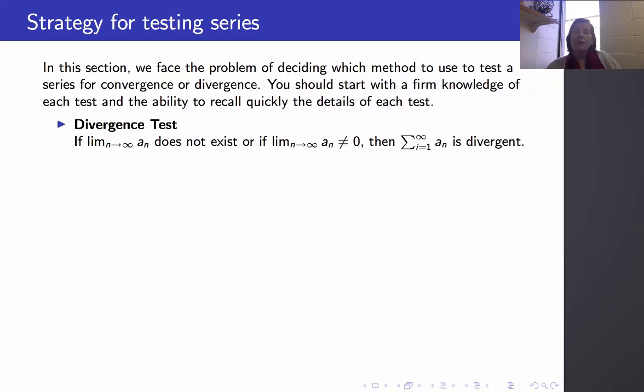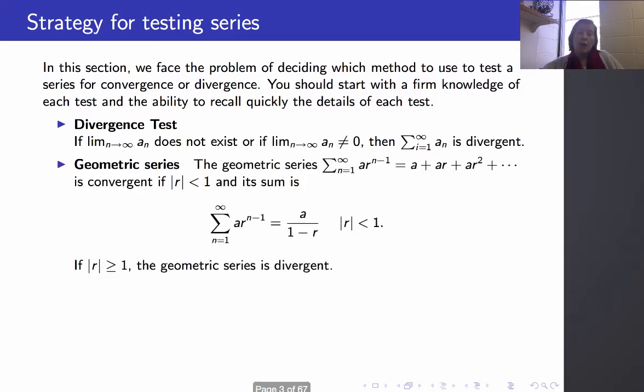First of all, we had the divergence test, which says if the limit of the nth term of the series as n goes to infinity doesn't exist, or if it's non-zero, then we can conclude immediately that the series diverges. If that limit is zero, then no conclusion can be made with the divergence test.